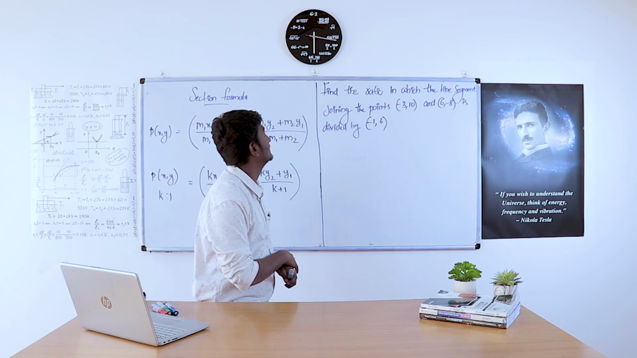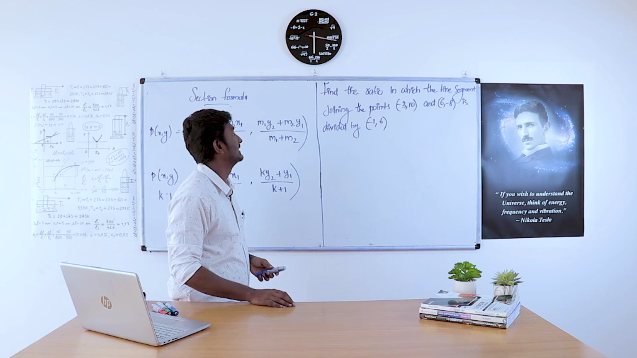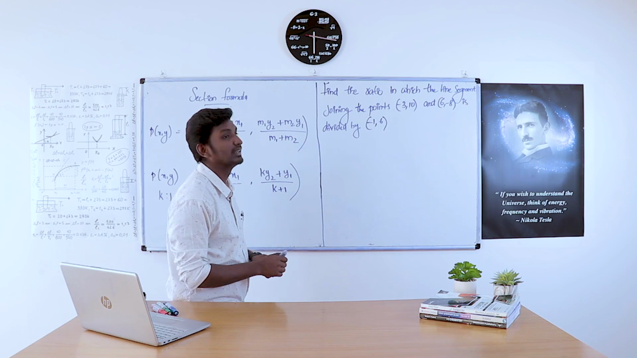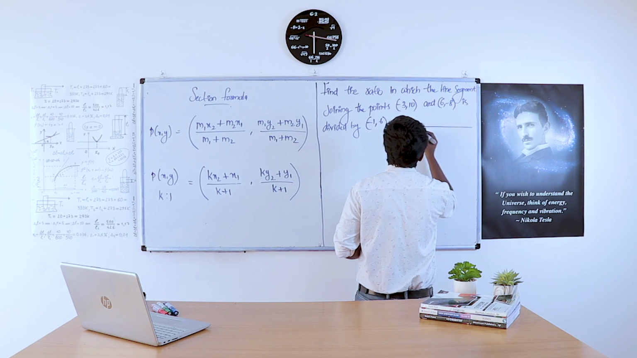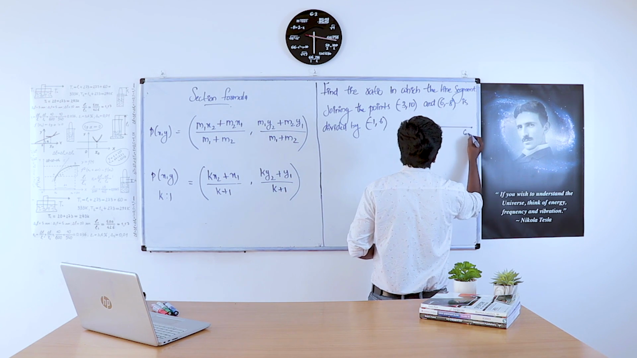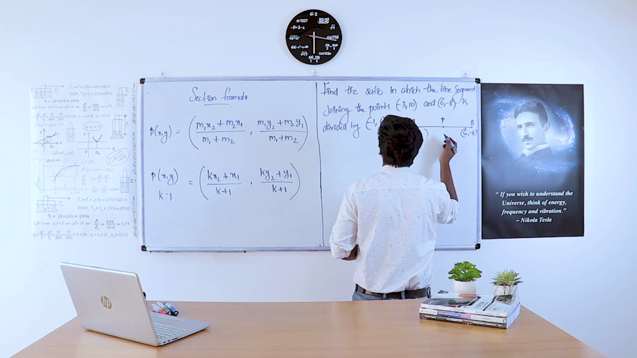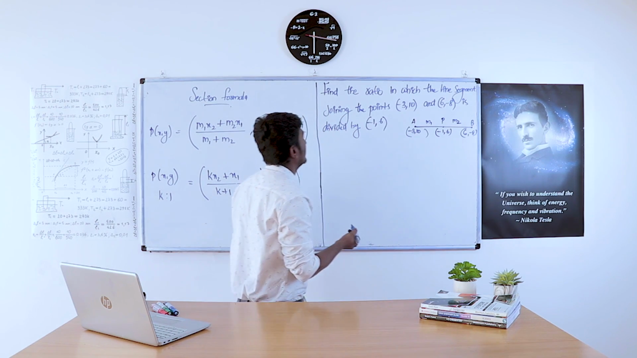Find the ratio in which the line segment joining the points (-3, 10) and (6, -8) is divided by (-1, 6). Here the dividing coordinate is given. So consider the line segment AB, with A(-3, 10) and B(6, -8). It is divided by the point P with coordinates (-1, 6). So we need to find m1 and m2.